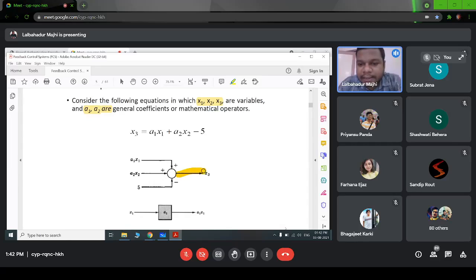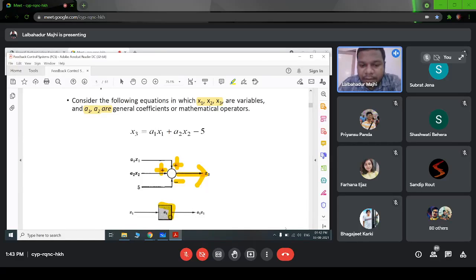So you can see here x3 is the output. So we have to add a summing point, and we have this negative sign, so we have to put a negative symbol here at the summing point. And this A1 x1 and A2 x2 are positive, so we have to add a positive symbol near this summing point. Clear? So similarly we can do this A1 x1 like this.